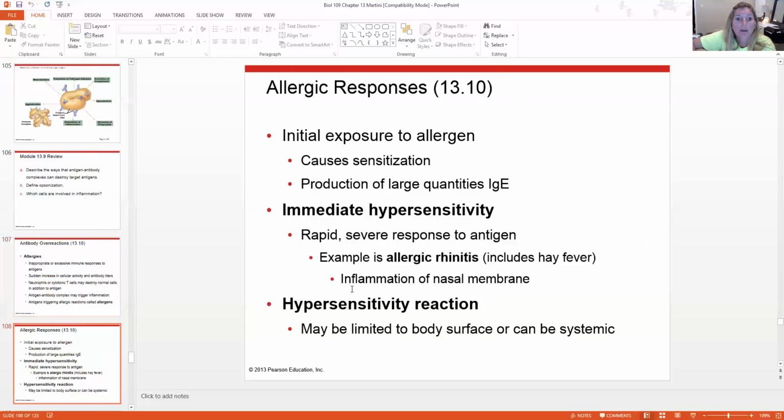So, an initial response to an allergen is something called sensitization. It produces large quantities of IgE antibodies, and you have immediate hypersensitivity. This is a rapid, severe response to an antigen. This would be like hay fever, right? You go outside sometimes in the spring and you immediately start sneezing, the nasal membrane becomes inflamed. Hypersensitivity reaction can be limited typically to just the body surface. Sometimes it can be systemic where you have an overall rapid reaction.